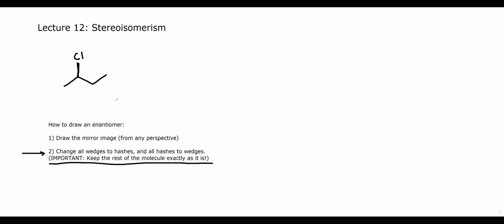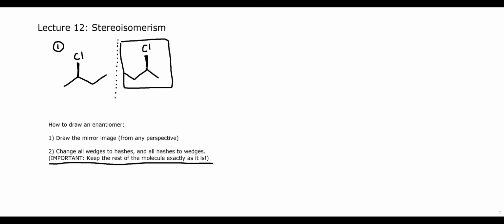Method number 1 is probably more reliable, and I think it's good practice as well. So let's draw a mirror plane here, and let's draw a reflection. Draw a reflection of the molecule like this, and then put the chlorine. So this is a perfectly acceptable answer as well. This would be the enantiomer here of 1.